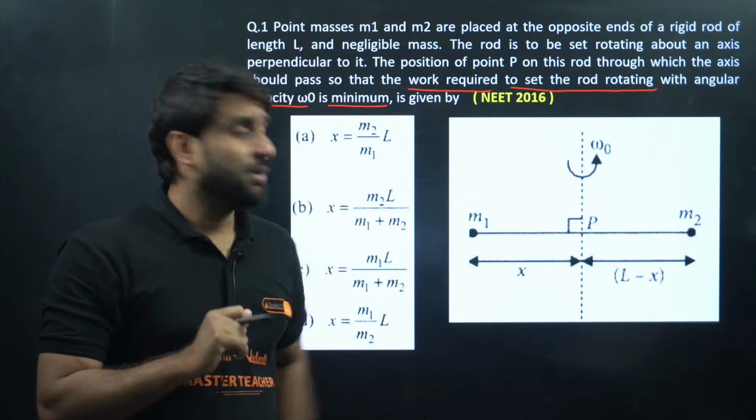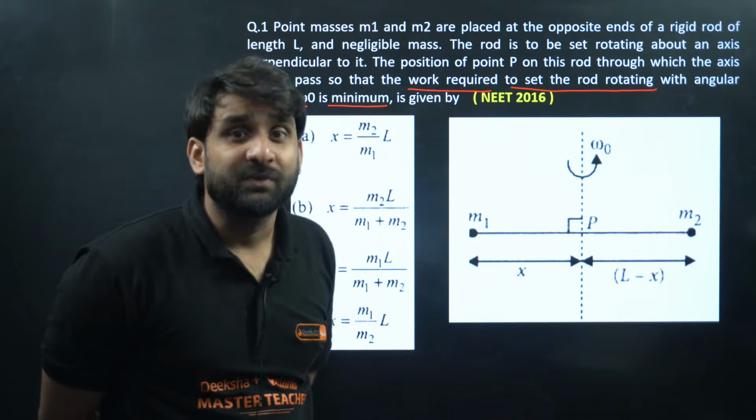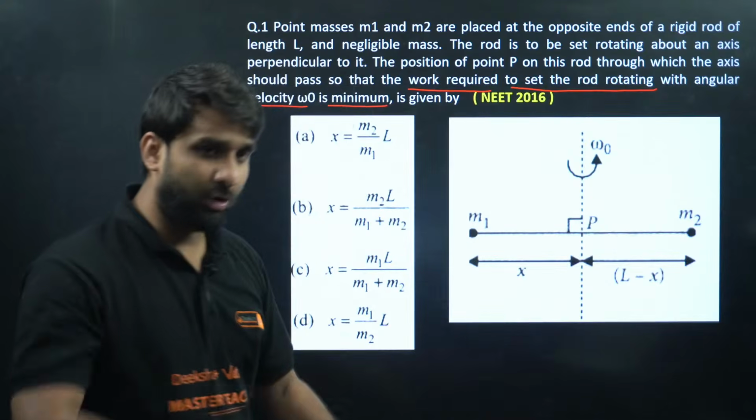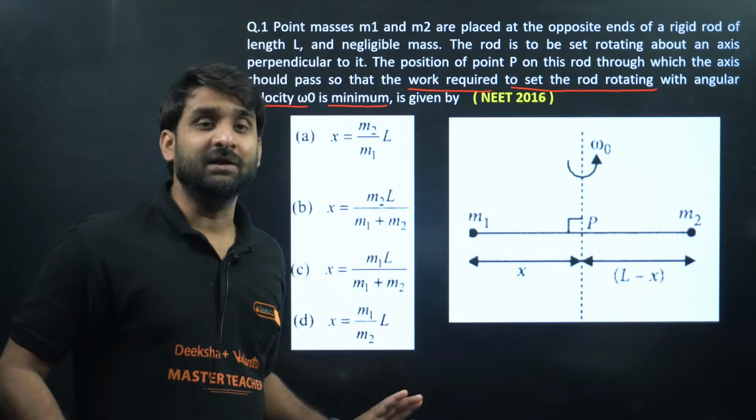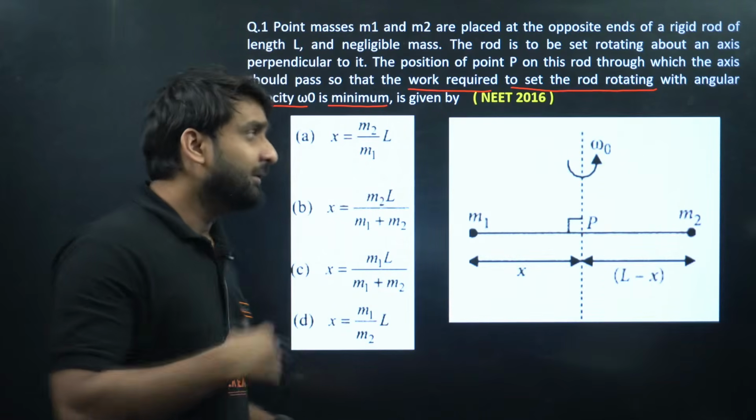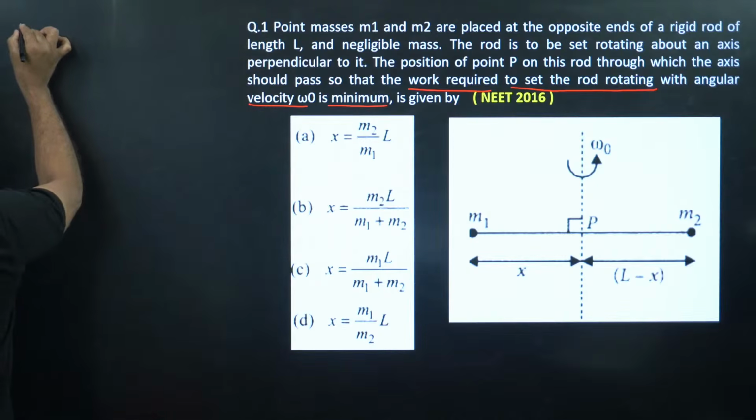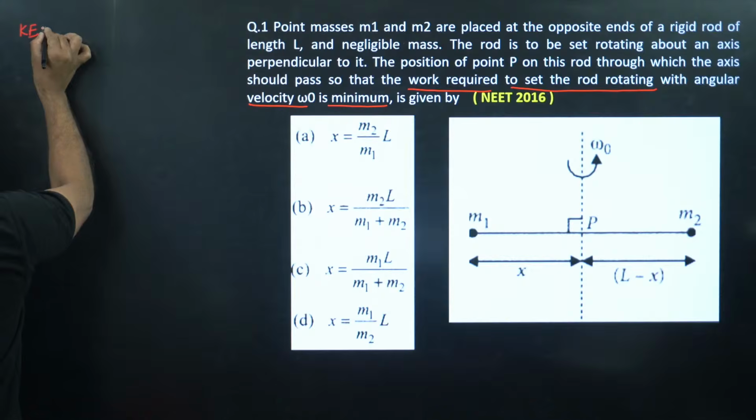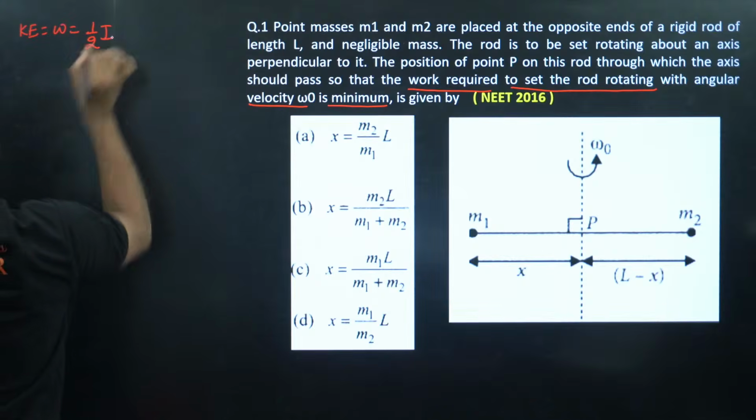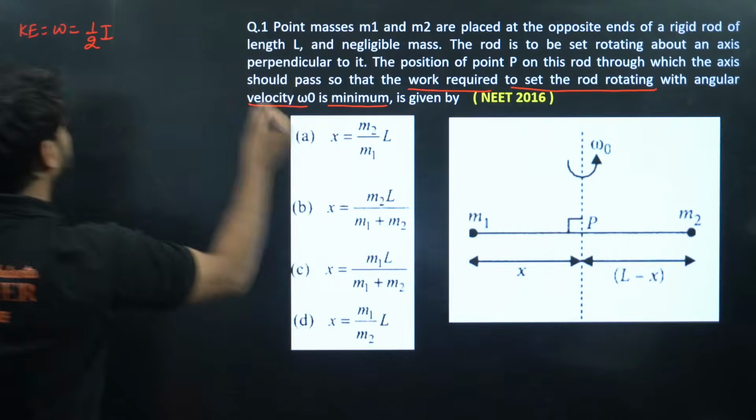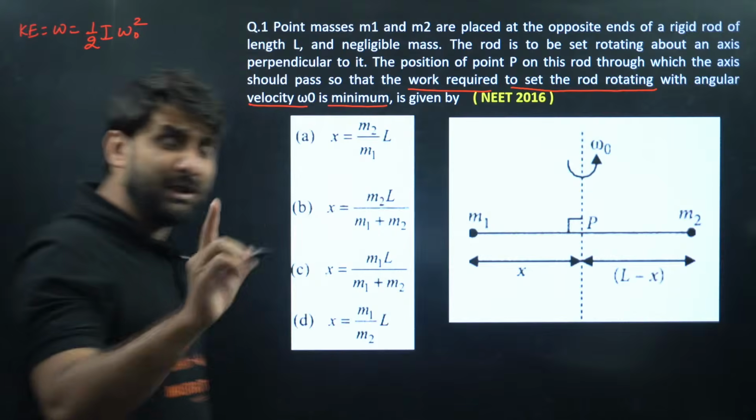When something is rotating, the work done will be due to kinetic energy. If this whole body is rotating, the kinetic energy will be there, so we have to write the kinetic energy. Do you know the formula? The kinetic energy, in the form of work done, will be 1 by 2 I omega naught whole square, where omega naught is the angular velocity.